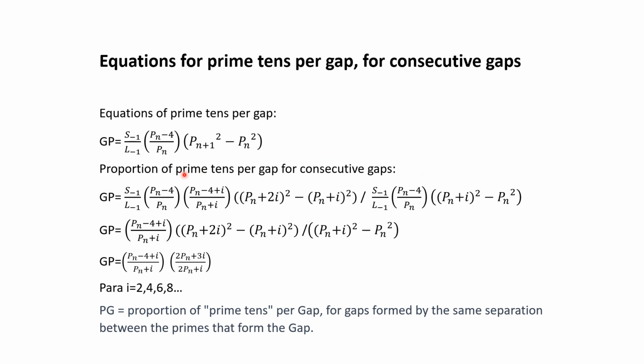This is a universal equation for the number of empty boxes per gap, and I is the increment, I mean the separation between the prime numbers that form the gap. So if the separation is, let's say, 6 from 23 to 29, I is 6. Okay?